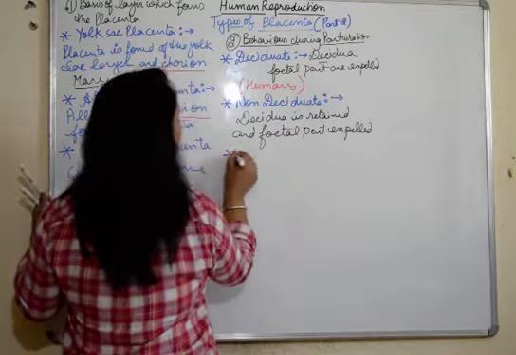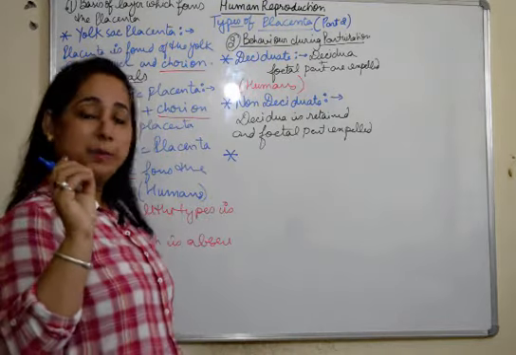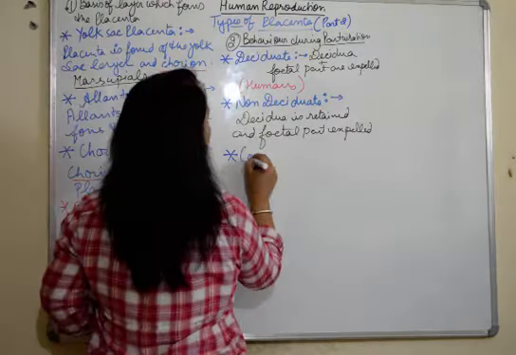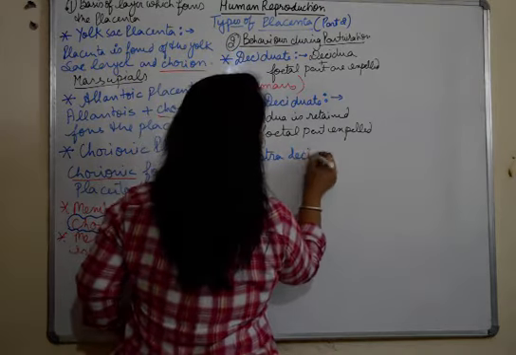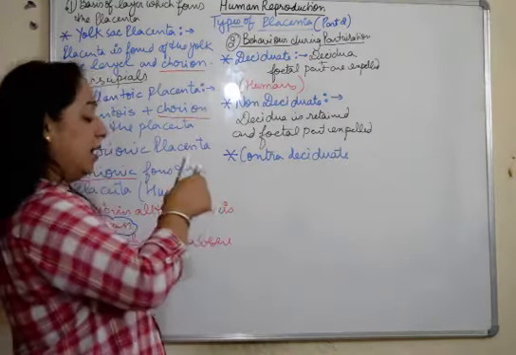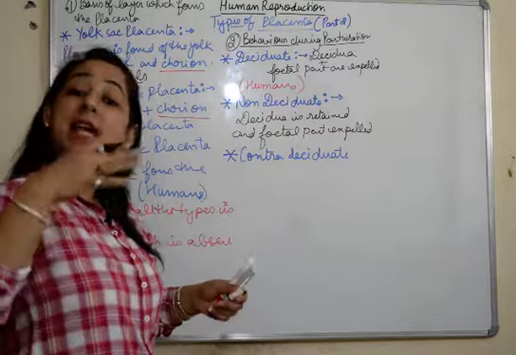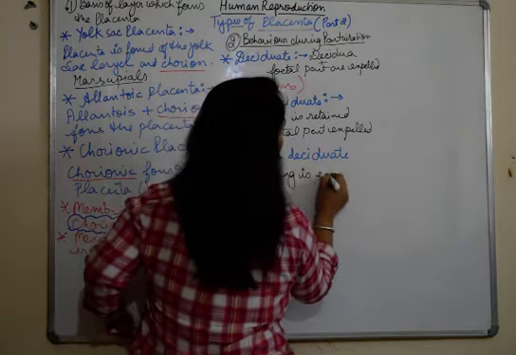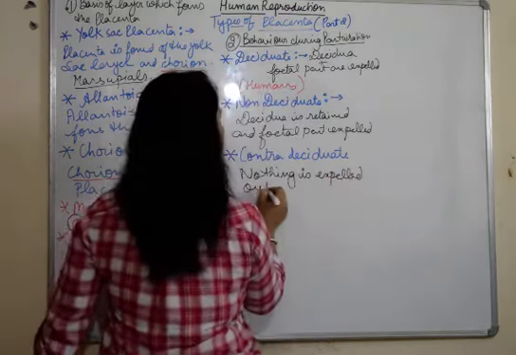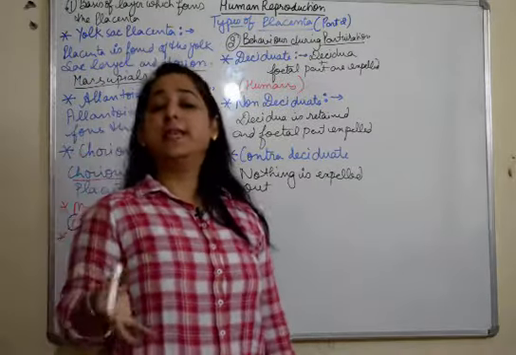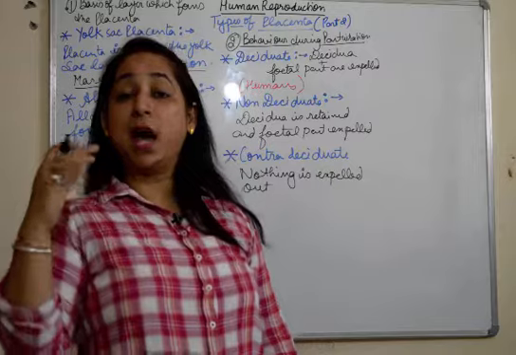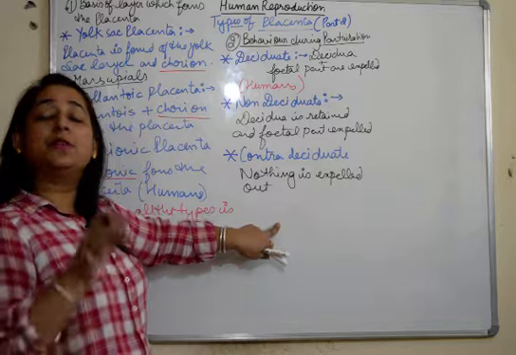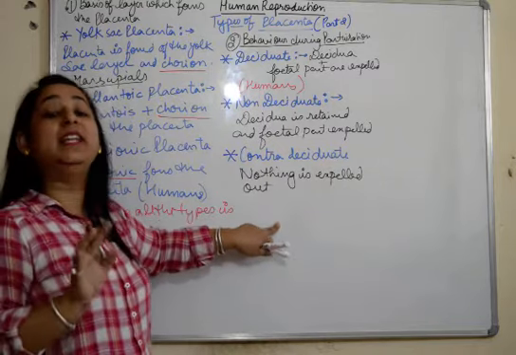And the next type of placenta on the basis of behavior during parturition is contradeciduate. Now what is contradeciduate? Wherein nothing is expelled out. That means the maternal and the fetal, both the parts of the placenta are reabsorbed back in the body and nothing is expelled out of the mother's body. So these are the three types of placenta on the basis of their behavior during parturition or delivery.